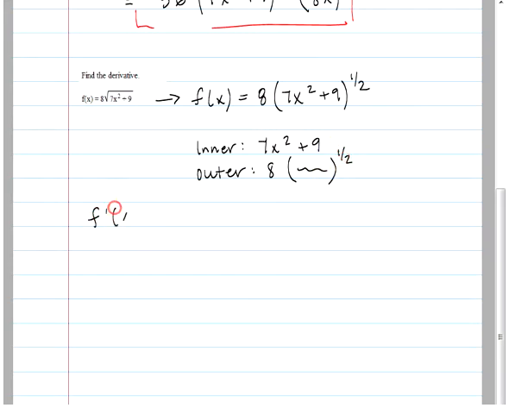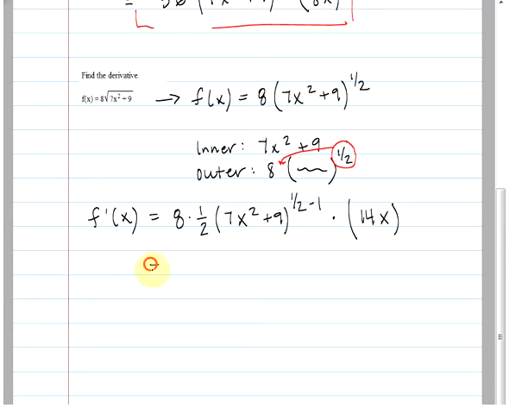So to find the derivative of this, the chain rule says we're going to take the derivative of the outer function. We're going to leave the 8 there, we're going to bring that exponent down as a multiplier, and then decrease the exponent by 1. So we have 8 times 1/2. We leave the inner function alone, so 7x squared plus 9, and then we decrease that power by 1. And then by the chain rule, we're going to then account for that inner function. So we're going to multiply by the derivative of the inner function, which by the power rule is 14x, and the constant of 9 has a derivative of 0, so 14x will take care of it as far as the derivative of the inner function.